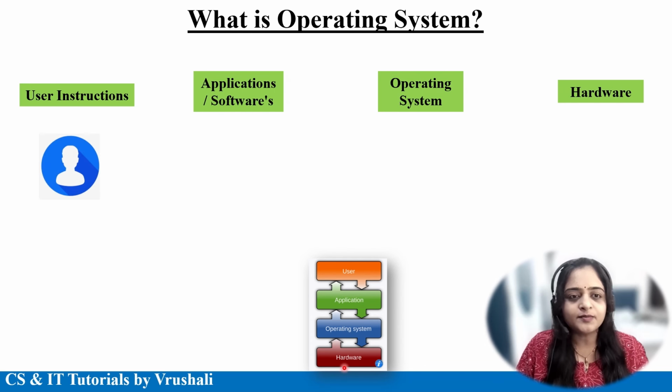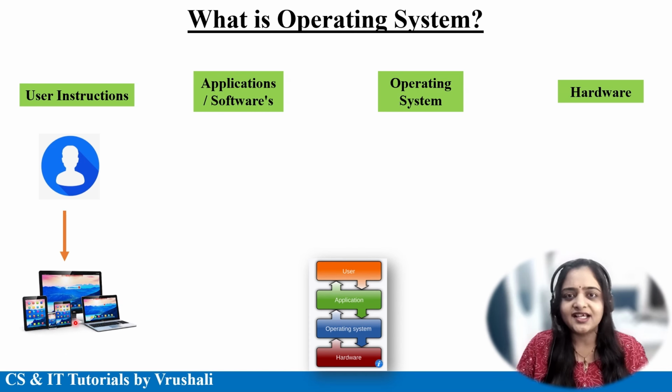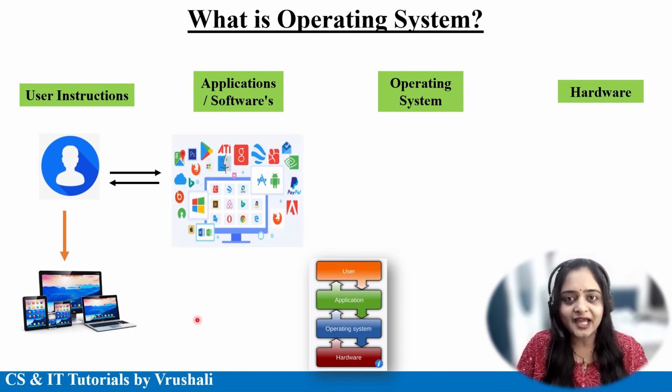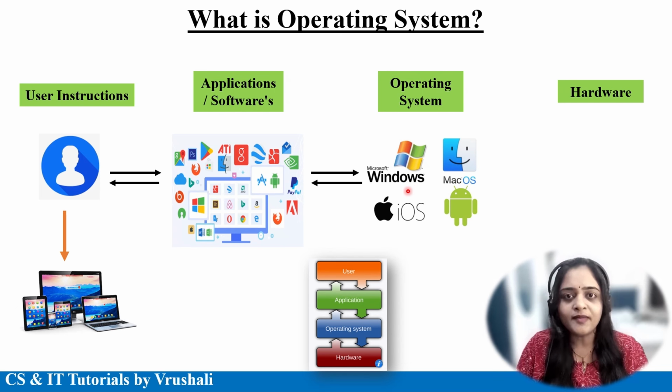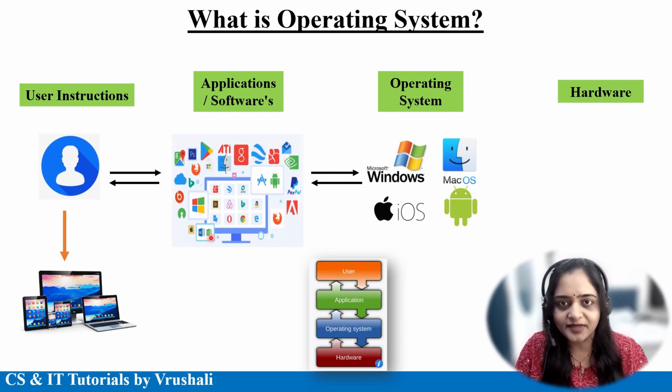Let's see. Suppose there is a user. The user uses multiple electronic gadgets like laptop, mobile, computer and others. After that, they have installed multiple apps or software as per their requirement or need. Let's take an example. Suppose this user wants to use the Microsoft Word application. So they click the Microsoft Word icon. At that time, it is the responsibility of the operating system to load the Microsoft Word application in memory.